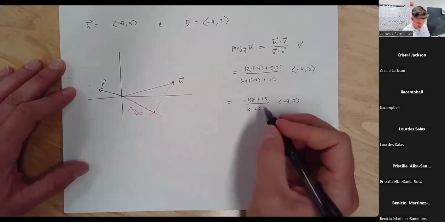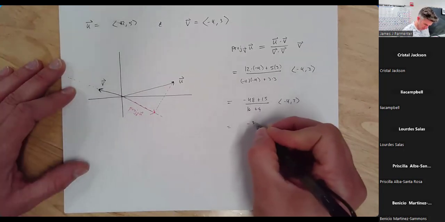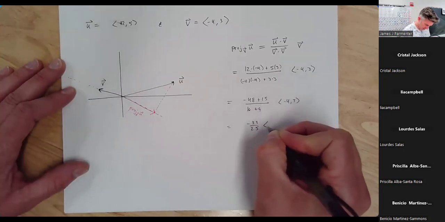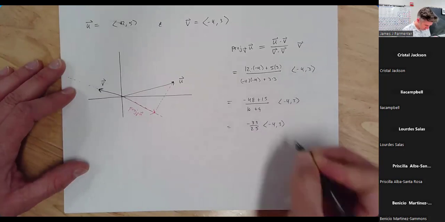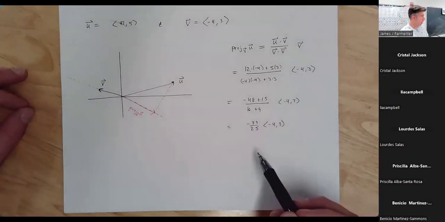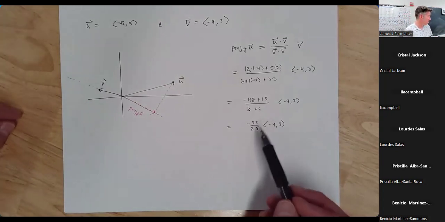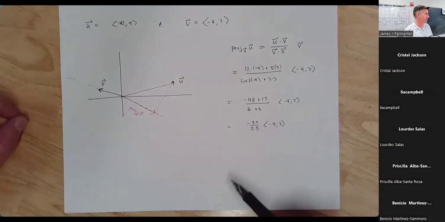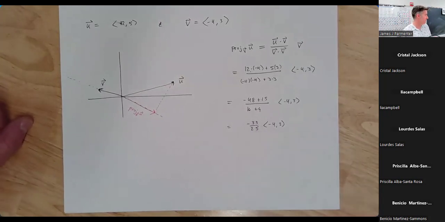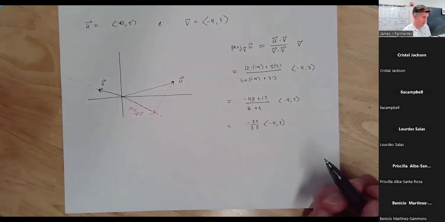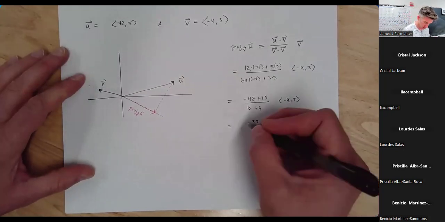That's going to be negative 33 over 25 times the vector negative 4, 3. So we're ending up with a vector that's longer than V, right? Because 33 over 25 is a fraction larger than 1, but it's pointing in the opposite direction of V, which is why we have a negative there. I would leave it like that, right? There's no value to doing anything else here.